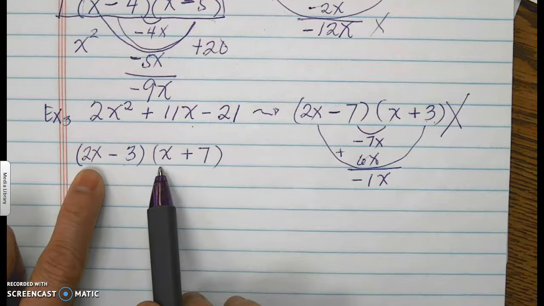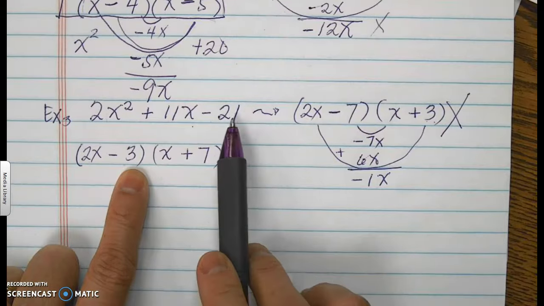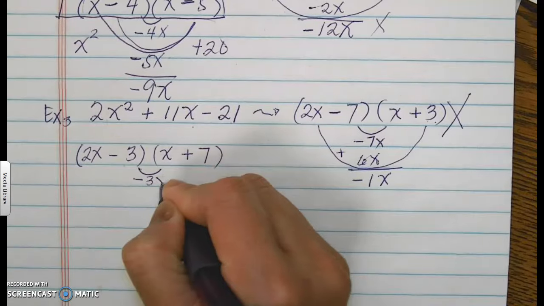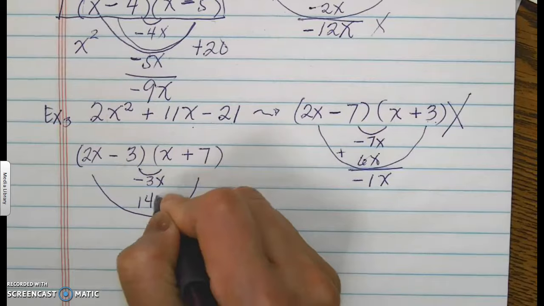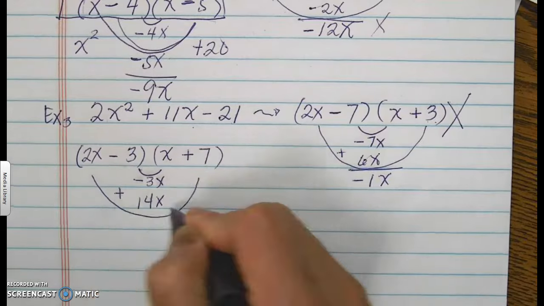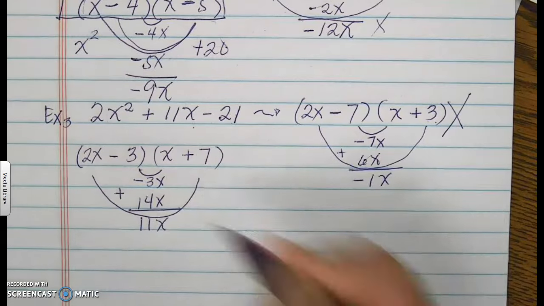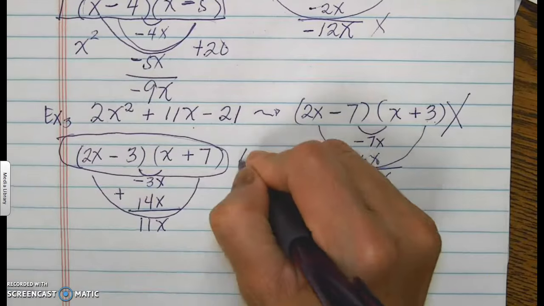So 2x squared is going to be that. This is negative 21. That's going to be that. And let's check our middle term. That's negative 3x. This is positive 14x. And you are going to add them. And great, this is 11x. Therefore, these are our factors.